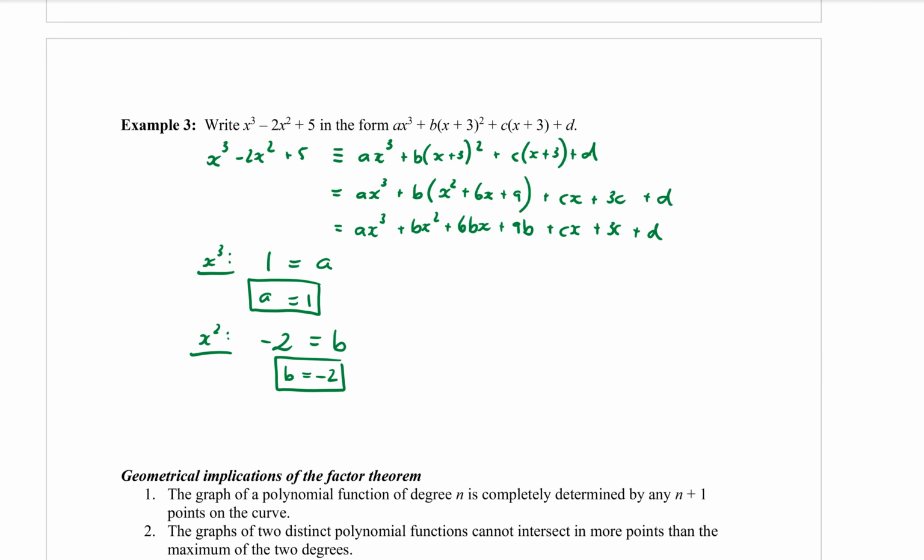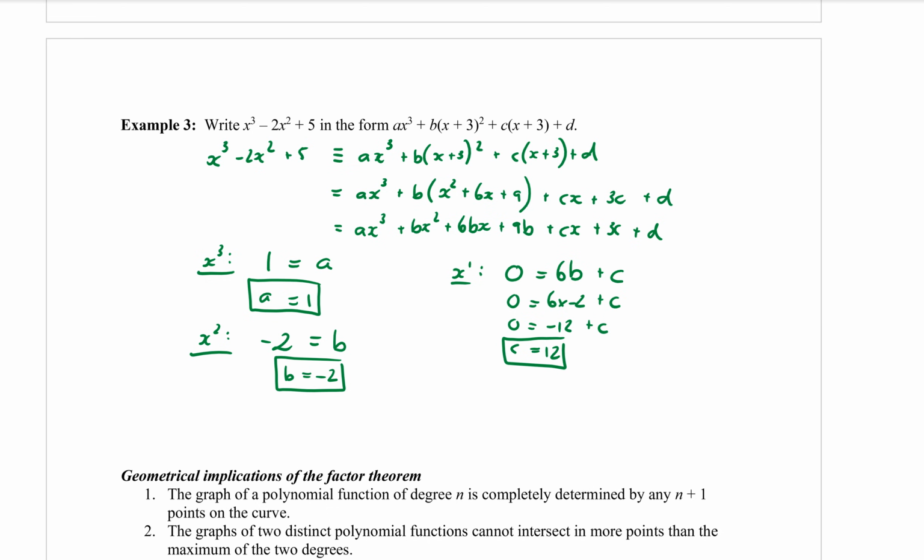Then I want to check the x to the power of 1 terms. So on the left-hand side, there is no x term, which means the coefficient is 0. On the right-hand side, I've got a 6b, and I've also got a plus c down here. Now I know that b is equal to -2, so I can sub that in. 6 times -2 plus c. 6 times -2 is -12, which means that c is equal to 12.